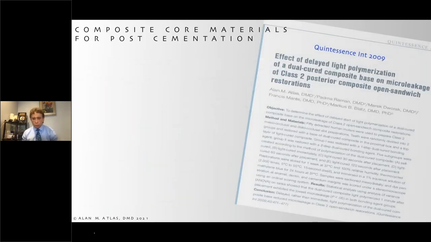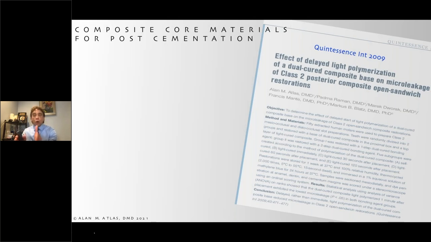We actually did research. A couple of my colleagues at Penn, Dr. Monte, Dr. Blatz, Dr. Dvorak, we looked at core materials, and we looked at them in a particular way. This is even before we started considering them and looking at their effect on the bottom line with core and posts. We looked at them as how do they react in a tooth, and is there a benefit to delaying the cure of core materials? Because if we cure it immediately, it's basically a light cure material. But if we delay the cure or just let it auto cure on its own, then it becomes a self-cure material.